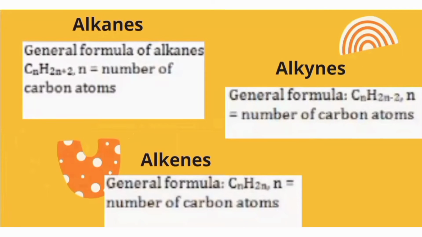Alkanes have the general formula CnH2n+2. Alkenes have the general formula CnH2n, and alkynes have the general formula CnH2n-2.